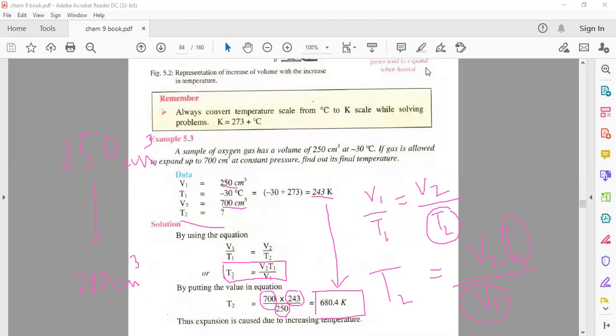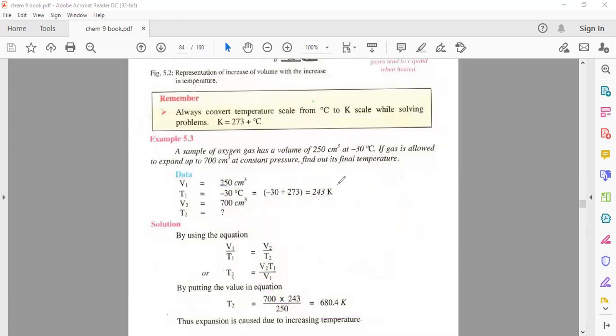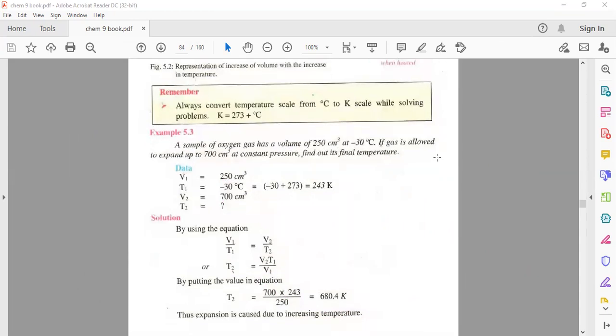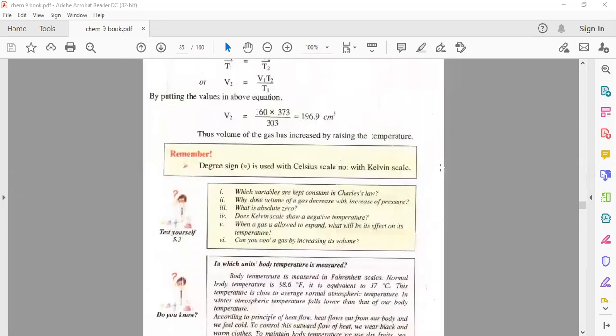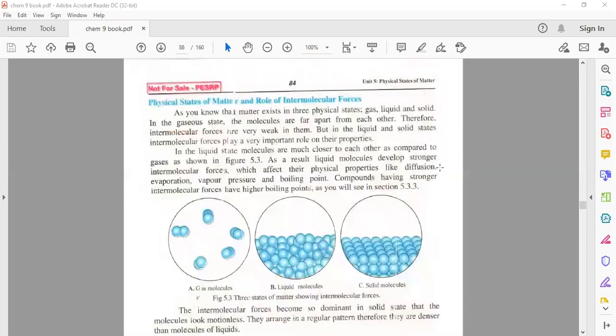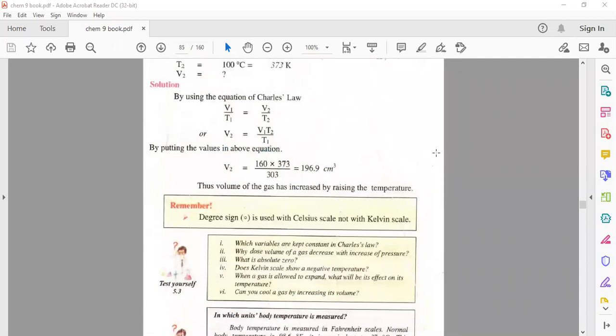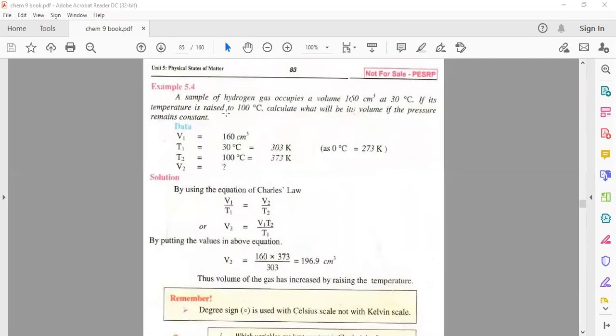Let's move towards problem number 2, means example 5.4. Okay, here we have example 5.4. A sample of hydrogen gas occupied a volume 160 centimeter cube. So initial volume is 160 centimeter cube at 30 degrees Celsius. Initial temperature is 30 degrees Celsius.